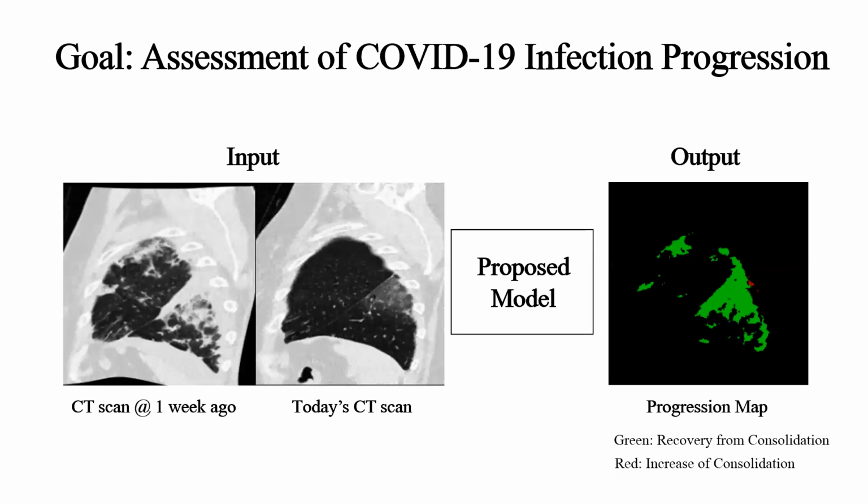So our goal is to assess COVID-19 infection progression. As you can see in this figure, the input is 2 CT scans from different time points. If a patient is hospitalized with the disease, it is very natural to take another CT scan after some days. For example, this CT is taken from 1 week ago, and this one is taken today. So we want to build a model which can produce a progression map like the one in the figure. This example shows progression and recovery of consolidation, which is known as the most severe symptom of COVID.